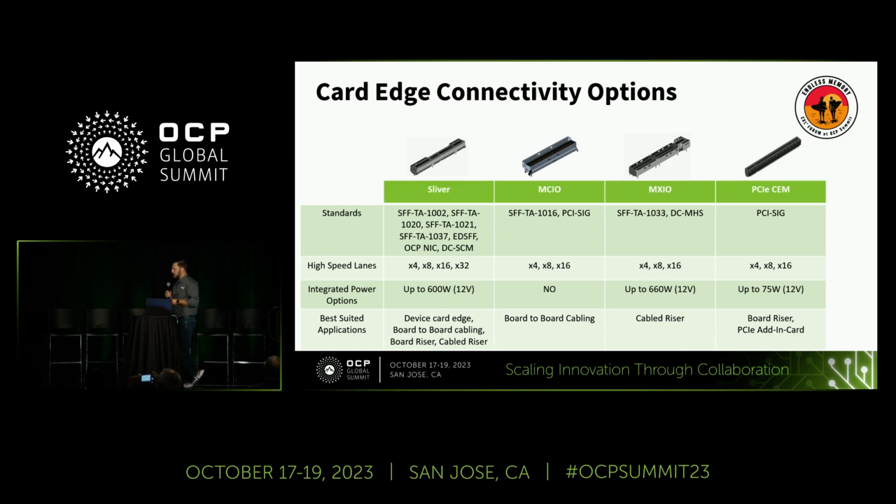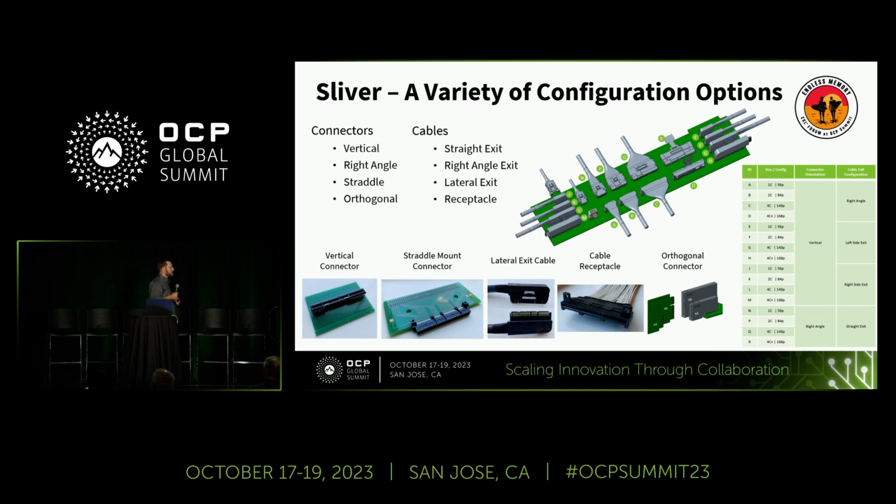Now, it's not the only connector option, right? But when we look at the options in the market, all of the connector vendors have these solutions. The thing that's different is that some of these are really geared towards cable applications or board-to-board applications. And the TA1002 connector is really the ubiquitous connector. There's a lot of configurability, a lot of options, and that's really why these devices have chosen this particular form factor. If you look at the top graphic, it shows some of the variety.